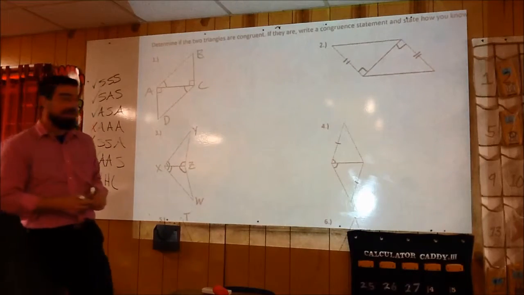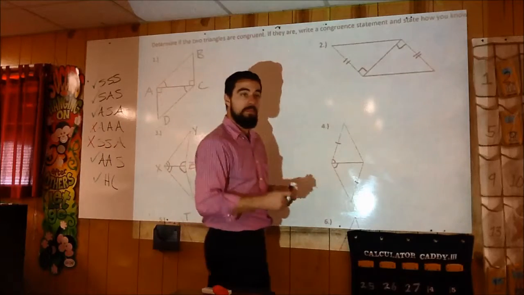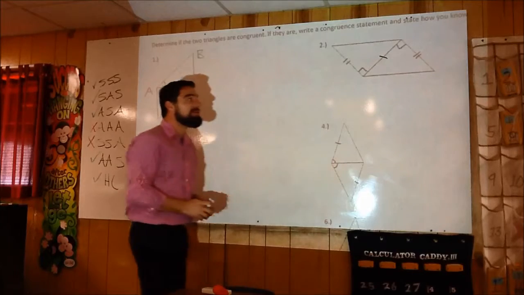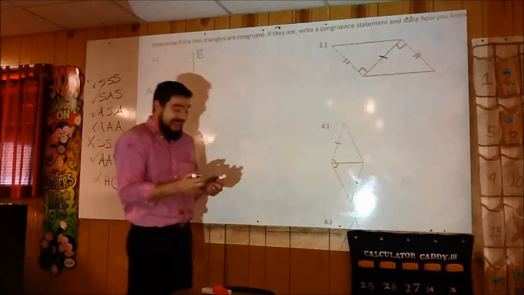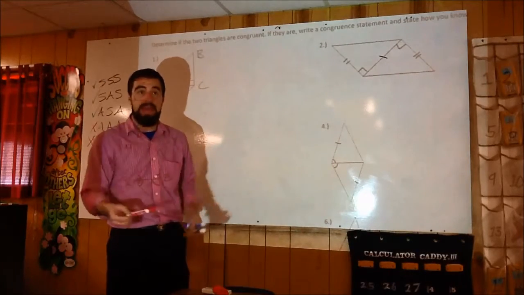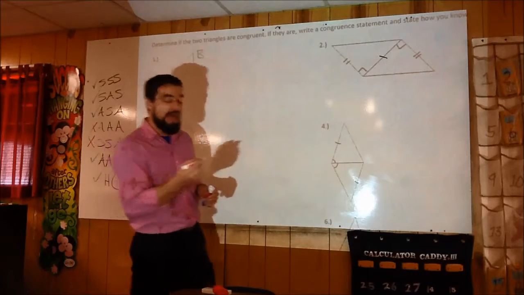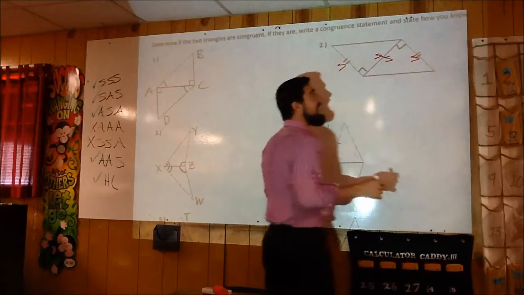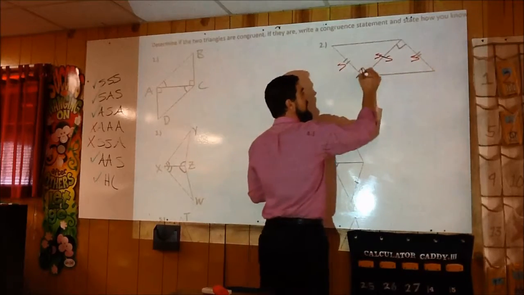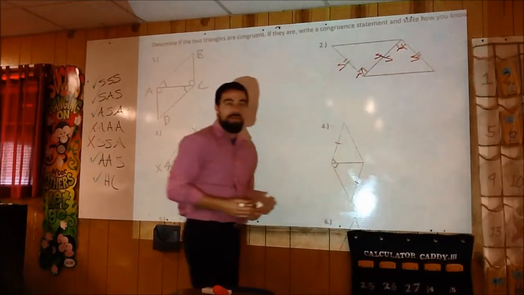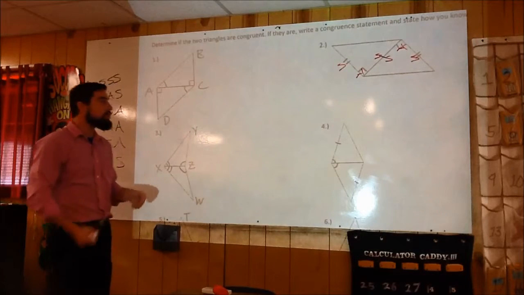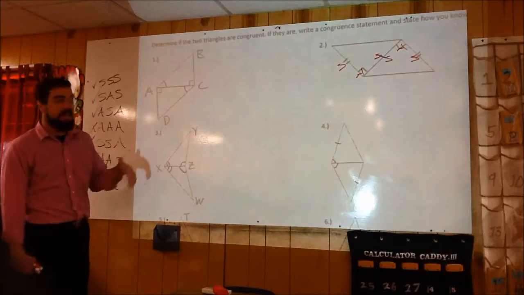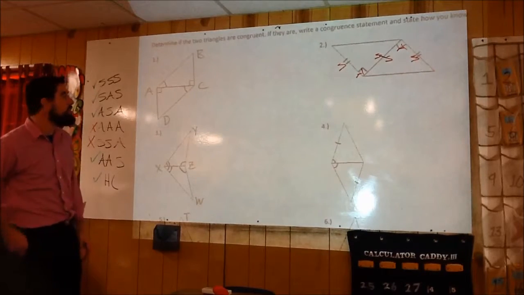Can we add anything to the diagram? Yes, they share this segment here. So I know that that segment is congruent to itself. If I can't add anything else to the diagram, I'm going to go ahead and label what I have. They share this side, they share this side, and I know that all right angles are congruent. So I have 2 corresponding congruent sides and 1 corresponding congruent angle.